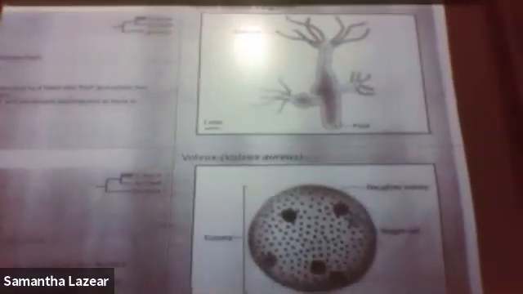We are going to go now to the back of the first page. You are looking at a hydra and a volvox. Hey, I do love those. You look a little different though.